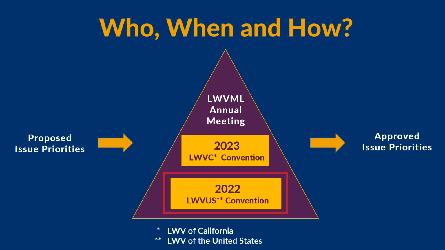At the national level, the League of Women Voters asks state and local leagues for their input on their recommended priority issues every even-numbered year. League delegates vote to approve the proposed program at the national convention.